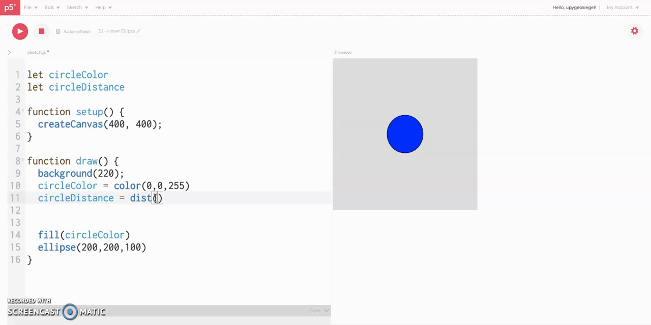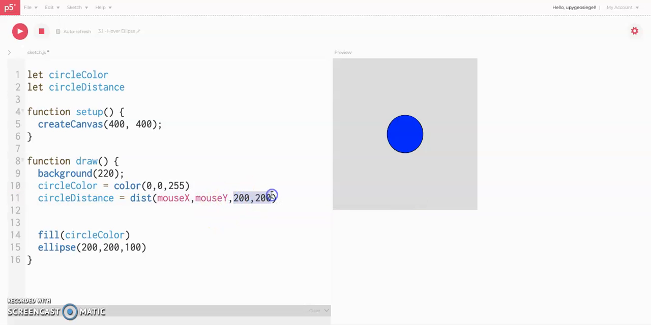Now, what are the points that I'm figuring out the distance between? Well, the first one's my mouse. I want my mouse X and mouse Y. So that's one thing. I want to figure out the distance between my mouse and what? The center of this circle. So that's the other point. So the 2 points are the mouse coordinate, which is mouse X, mouse Y, and the second coordinate is the center of the circle. So we'll say 200, 200.